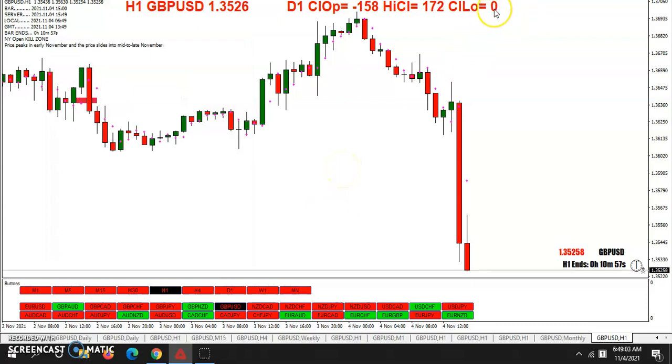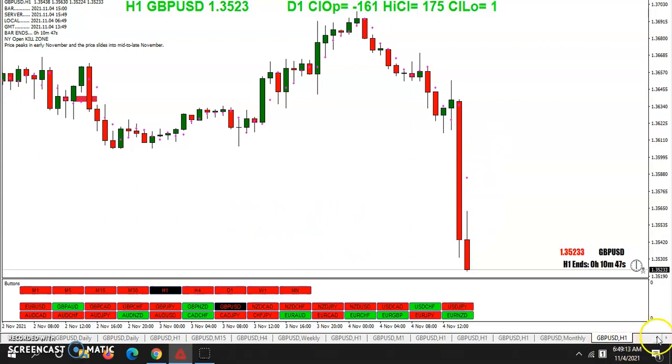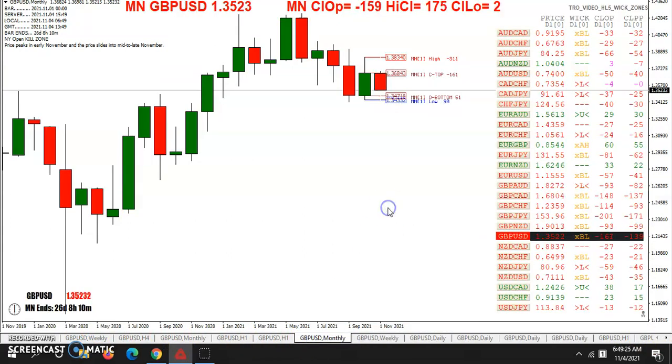And looks like price is making a new low for the day here on the pound. So that's the TRO mid dots indicator. So if you have any questions, feel free to ask. And if there's an indicator you want me to do a video on soon, let me know that too. Let's just look through the charts here in the monthly.